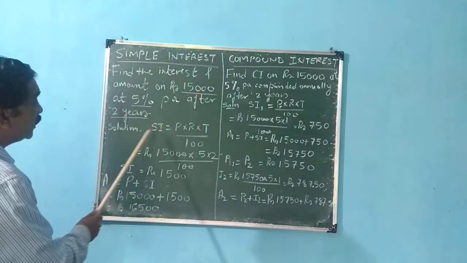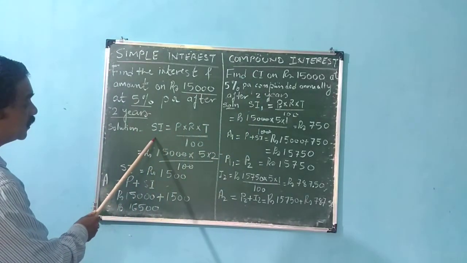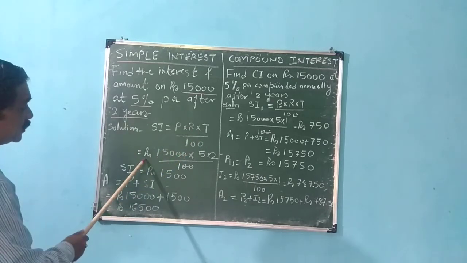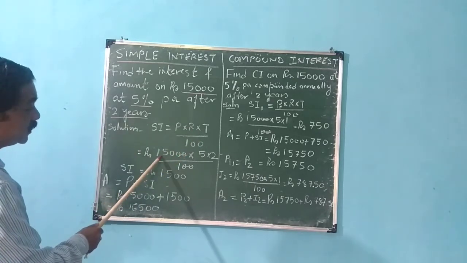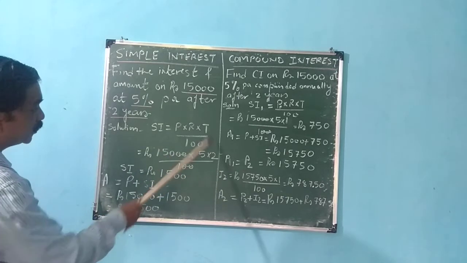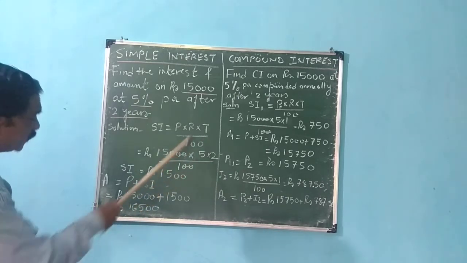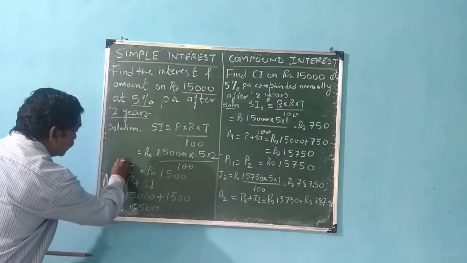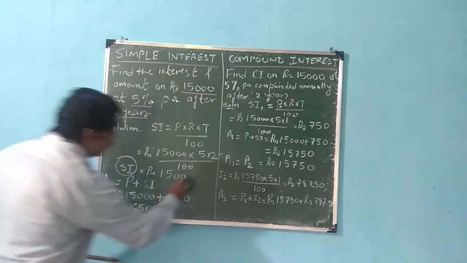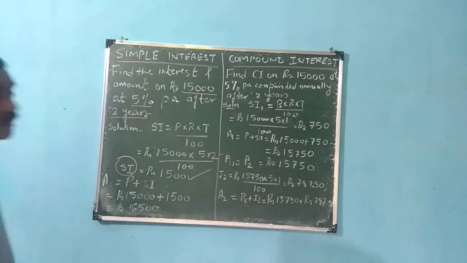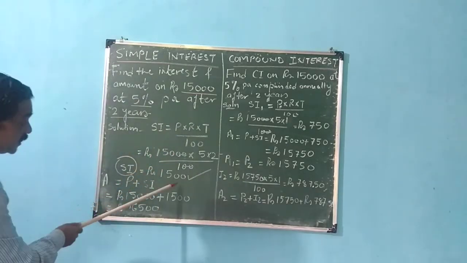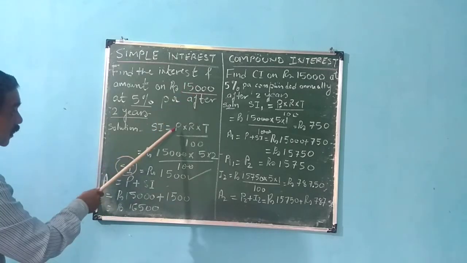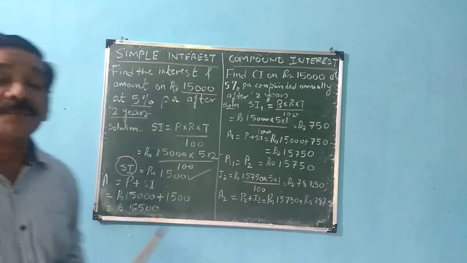Now this is the formula you know very well, how to find out simple interest. P into R into T by 100 is equal to rupees 15,000 into 5 into 2, time is 2 years, so by 100. Do all these calculations, you will get simple interest as rupees 1500.